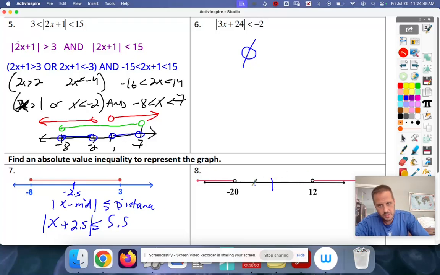Over here, the midpoint's a little easier because we get an even number. Those add up to -8, so -4 is half of that. And this distance is 16 on both sides. So we get x plus 4, we subtract the -4, is greater than 16, right? This one has the or equal to because of that or equal to right there.